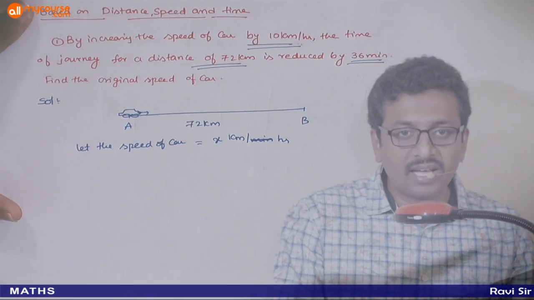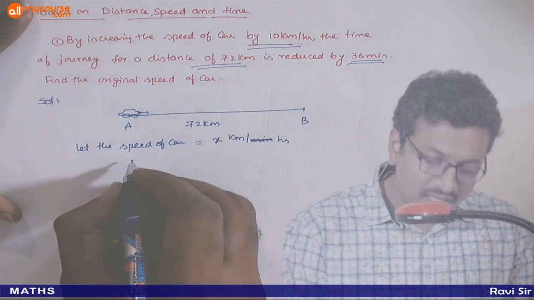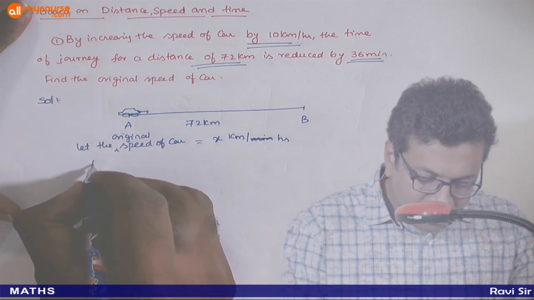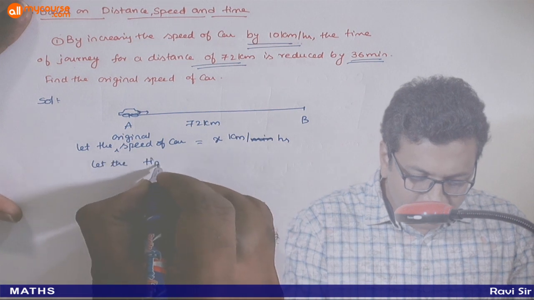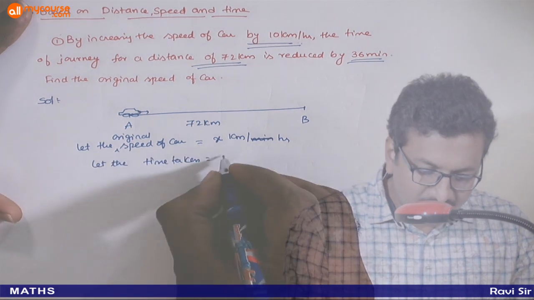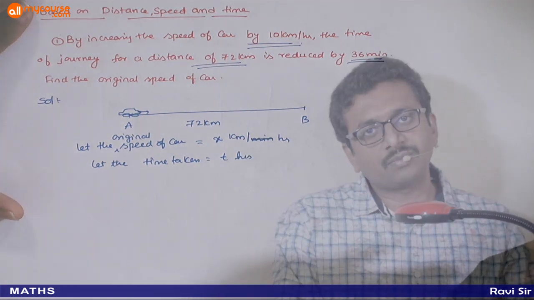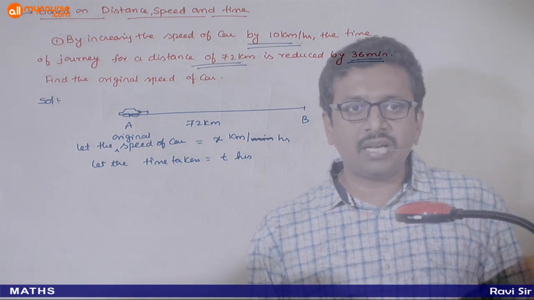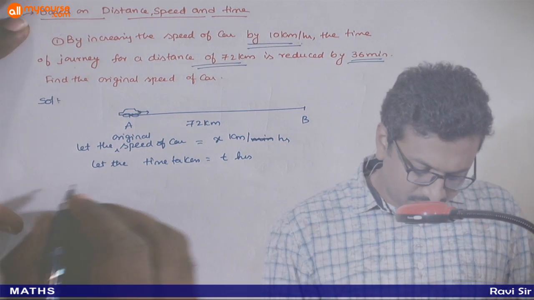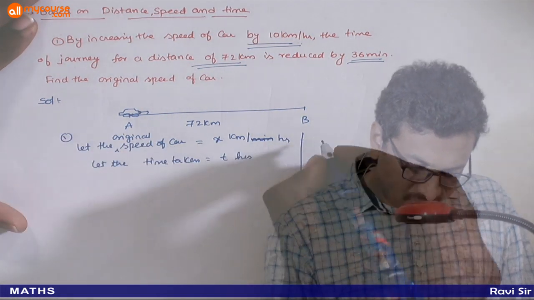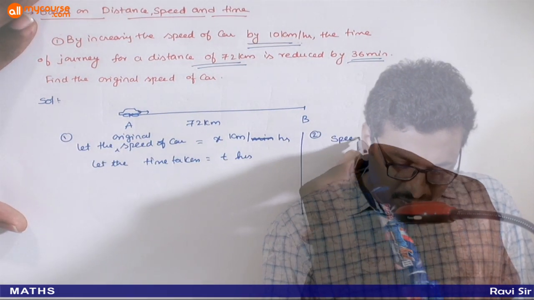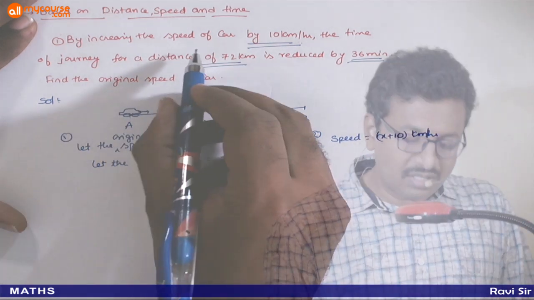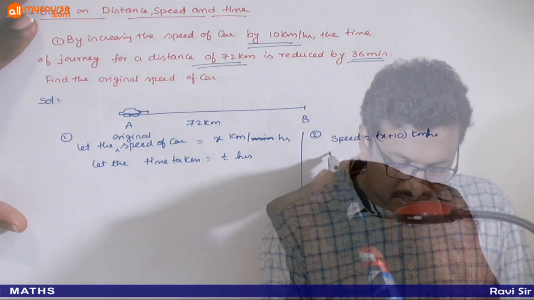So let the speed of the car be x kilometers per hour. Okay, initial original speed. Let the time taken be t hours. So let the initial original speed be x kilometers per hour and let the time taken be t hours. This is the first situation. In the second situation, let the speed be x plus 10. According to the question, the speed is increased by 10 kilometers per hour.